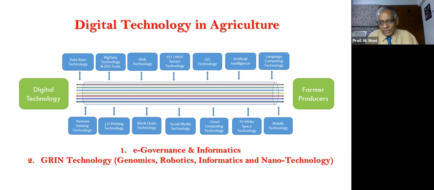Which are all the digital technologies which a computer science student should know when you would like to get into the agriculture sector as a preferred career option? Database technology, big data technology, decision support tools, web technology, IoT, WoT, GIS technology, geographical information system, artificial intelligence, language computing. India is a country where 22 languages are constitutionally recognized, and we talk about something like more than 19,000 dialects in the country. So, digital inclusion means the people should be in a position to receive information in the dialect in which they can understand, either voice communication, digital voice communication, or digital content. So you have remote sensing technology, 3D printing, very important, blockchain technology, social media technology, cloud computing, TV white space, and mobile technology.